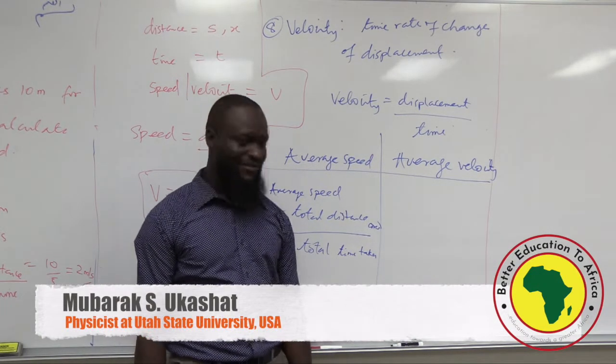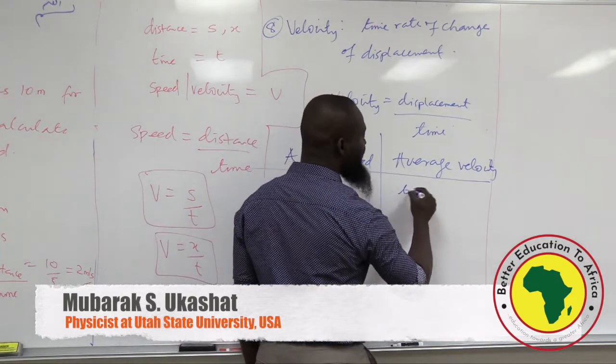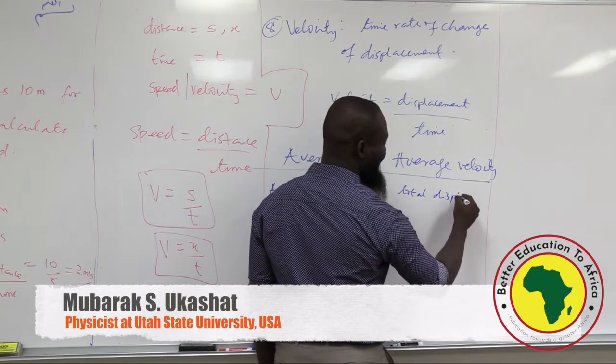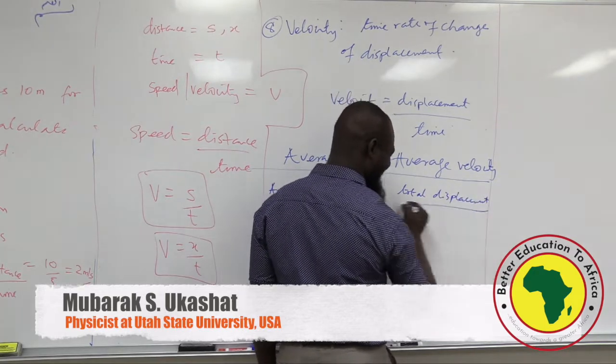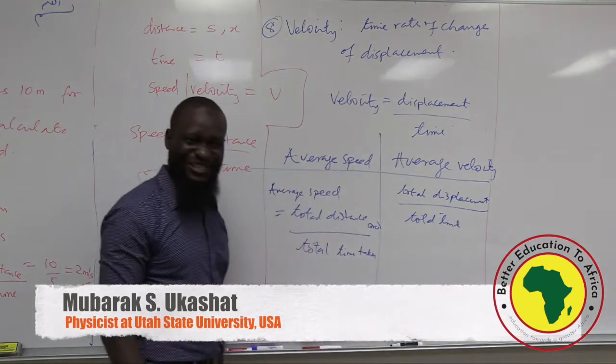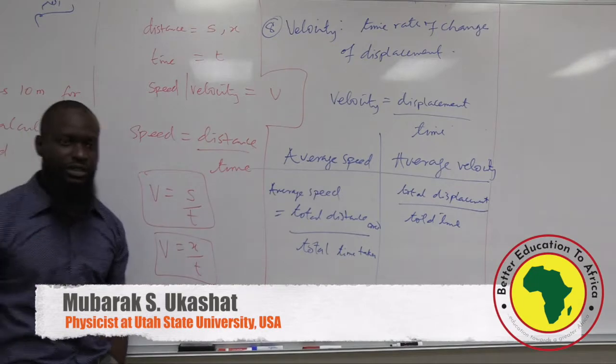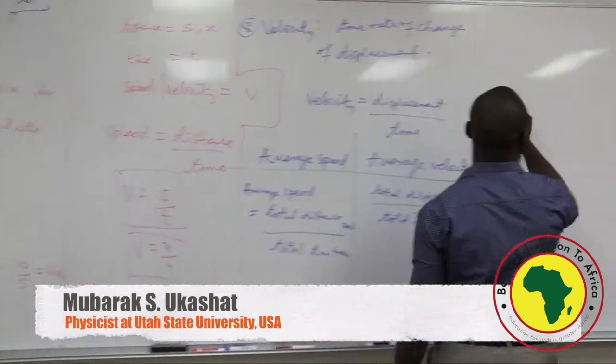Now, for average velocity, it is total displacement over total time taken. Are you seeing the difference now? Total displacement over total time taken, because velocity is defined in terms of displacement. Now let's come to our problem.